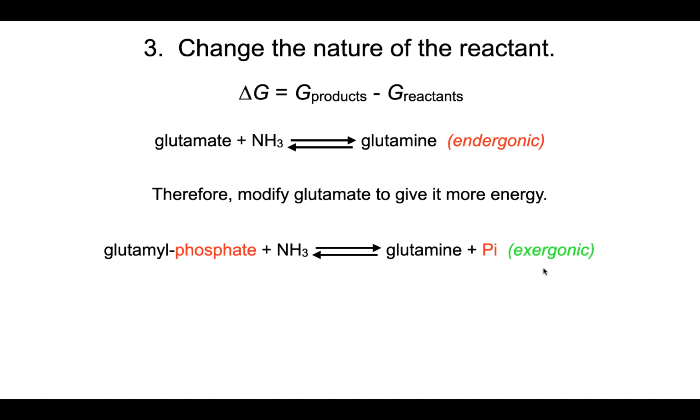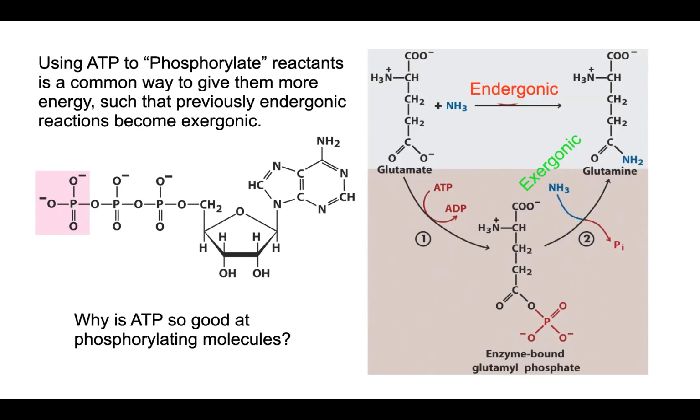So if you change the nature of the reactant such that it has more energy than it did before, you can drive that reaction in the forward direction. You can make it exergonic. Now, ATP is most commonly in a cell the thing that is used to phosphorylate reactants.